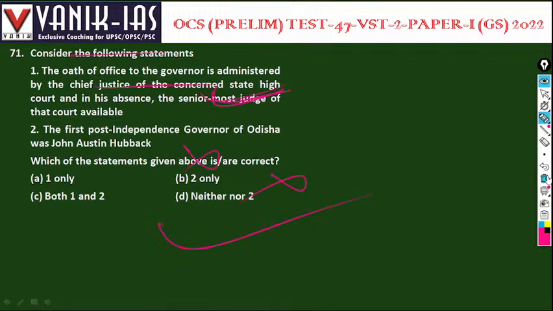What about the following statements? The oath of the office of the governor is administered by the chief justice of the concerned state high court, and in his absence, the senior most judge of that court available. Yes, this is right. The post-independence governor is decided by the board. No, this is wrong. This is wrong.